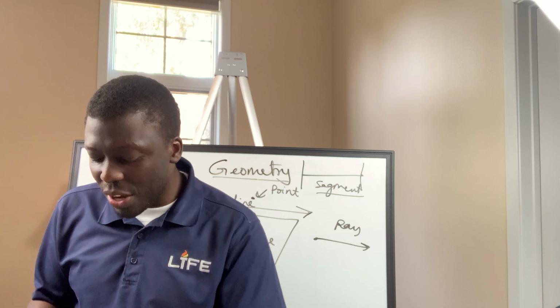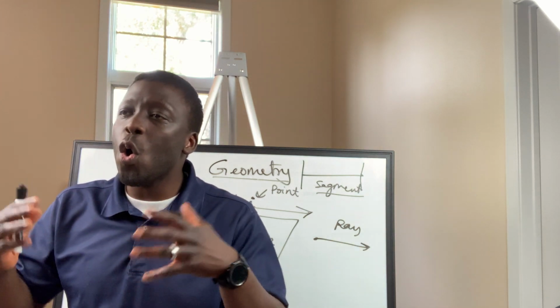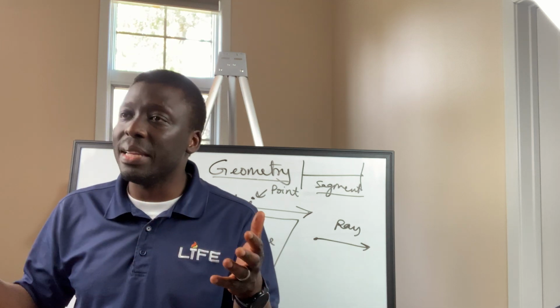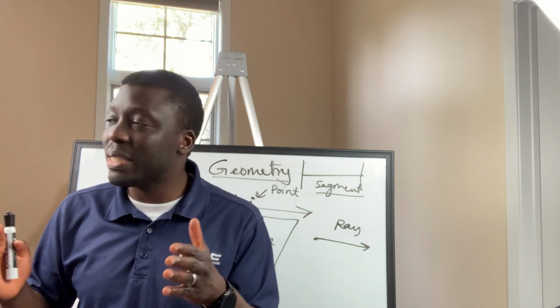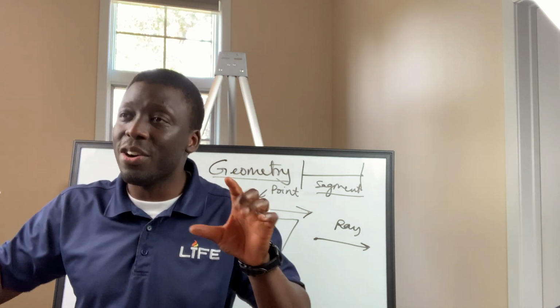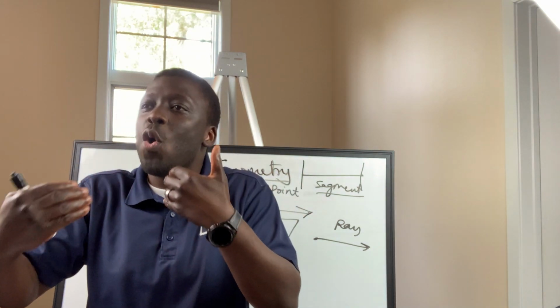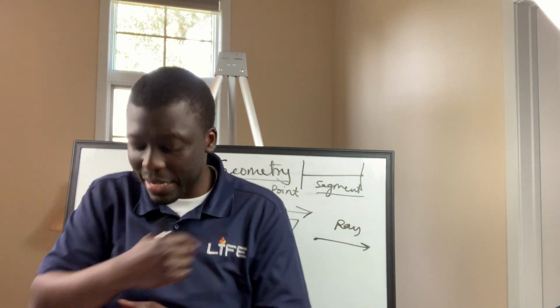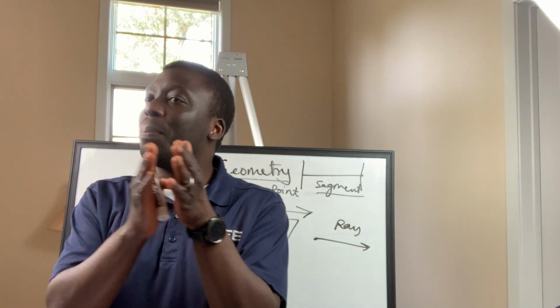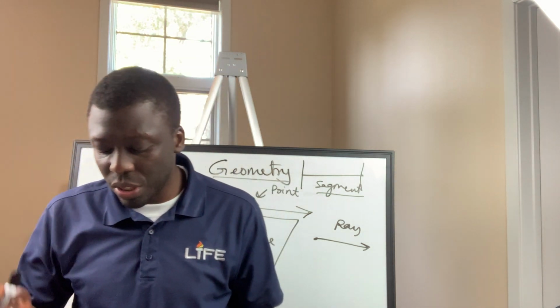Another thing that we discuss in geometry is collinear points. That's simply points that lie on the same line. So points that lie on the same line are called collinear. Think of it as when they're side by side. There's also coplanar points, and these are points that lie on the same plane. Very important to know the difference there.